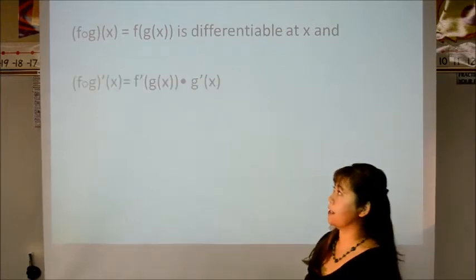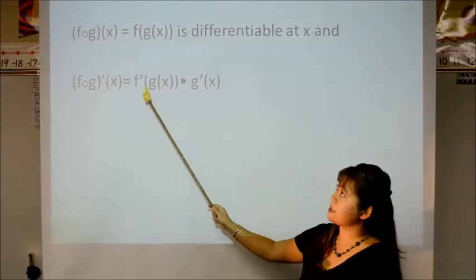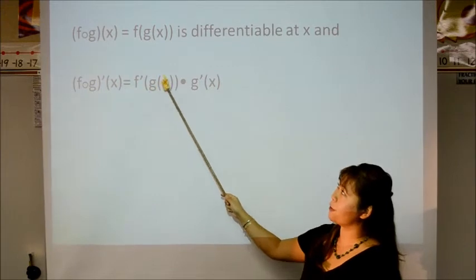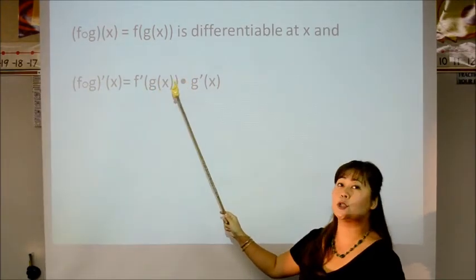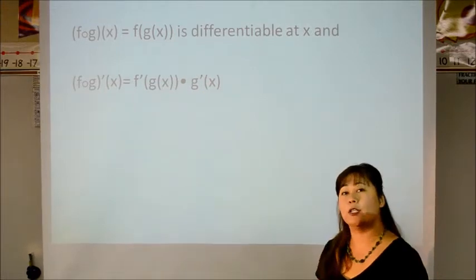So what does that look like? Now notice that little derivative notation right there. We're going to take the derivative of f right there. Notice the g function is remaining right there. We're going to multiply by the derivative of the g function right there. So that's what this is right here. Okay? So let's try an example.